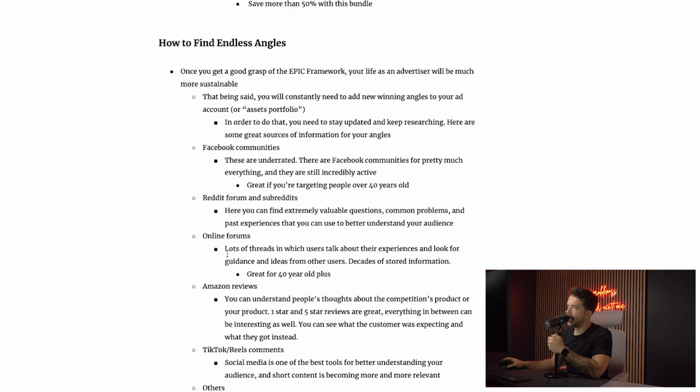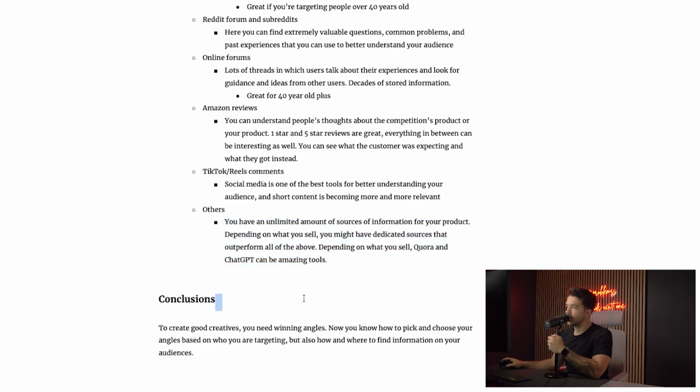The 5 we put here are very good and very standard. So for pretty much all products, you can find all of these sources available. For others, you can definitely add to this list the dedicated ones. And they tend to be very interesting when it comes to finding the right angles.